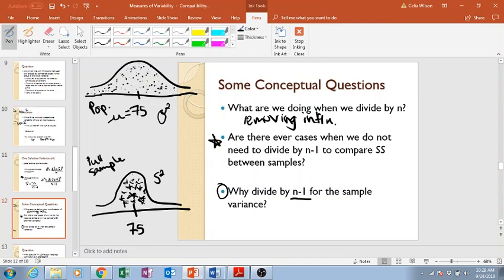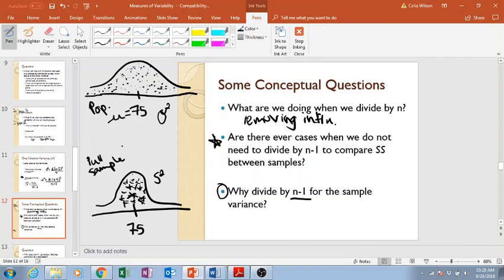Okay, so when we pull a sample, we really want it to reflect the population, right? Because we want to see what's going on in the population, but I don't have the time or the money to check everybody in the population, so I'm going to check this smaller sample, but I want it to be reflective of the population, right? So what I'm doing when I divide by n-1 is I'm recognizing that my sample variance is going to be an underestimate of the population variance. Okay, does that make sense?